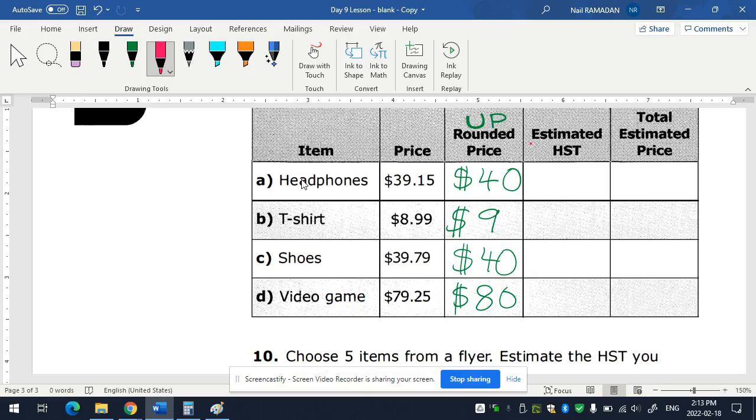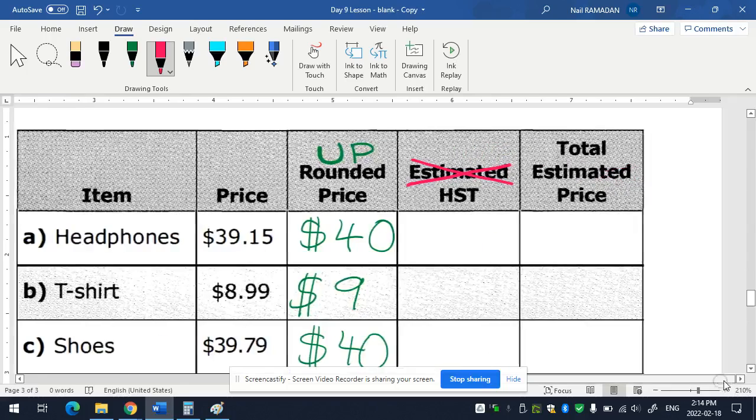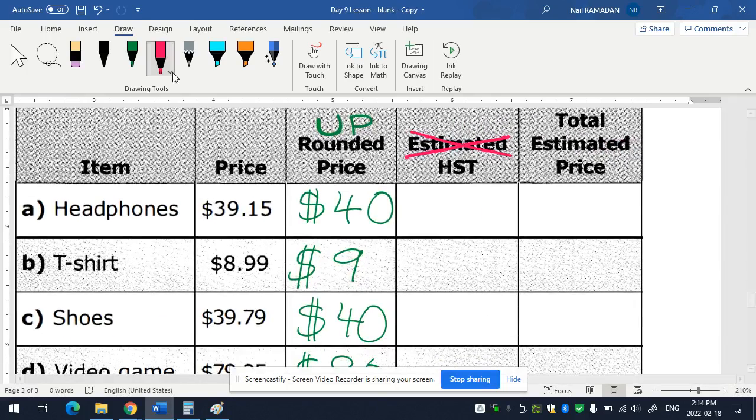You know what? I don't want you to write estimated. Everyone, cross out the word estimated. We're actually going to calculate it. I don't know if you have enough space. Everyone, try to write small. I want you just to write 0.13 times 40. That's it.